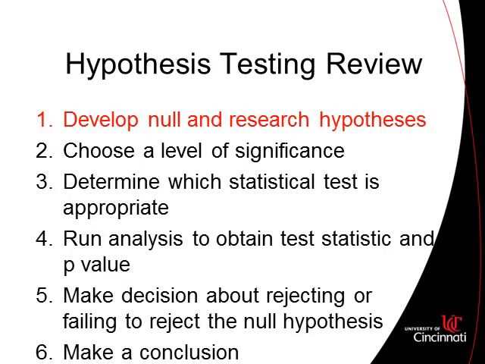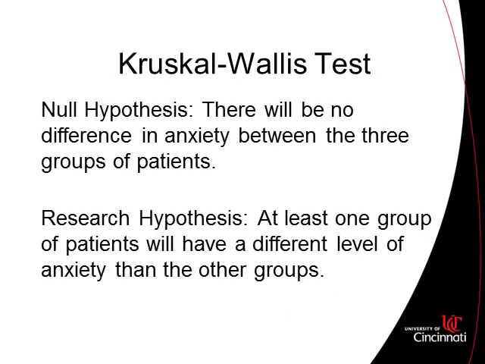All right, so we need to write our null and research hypotheses. Our null hypothesis is that there will be no difference in anxiety between the 3 groups. And our research hypothesis, remember, just like with the ANOVA, is that at least one of the groups of patients will have a different level of anxiety than the other groups.